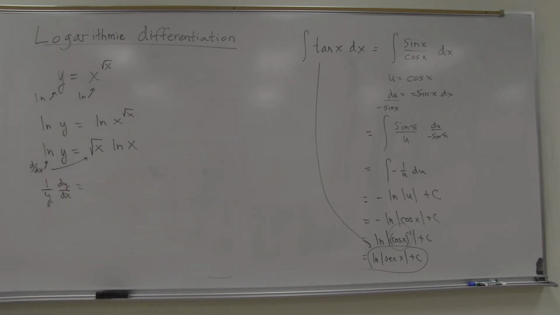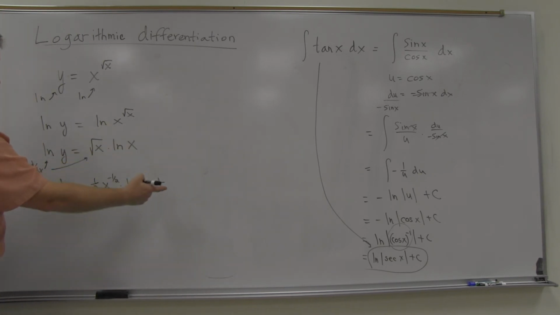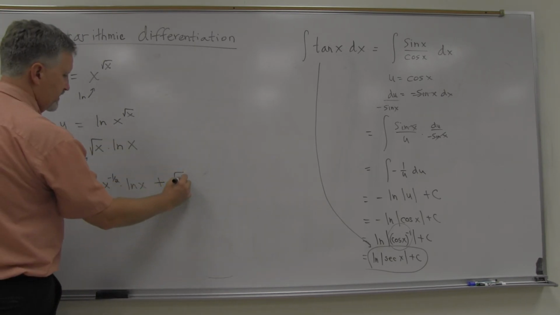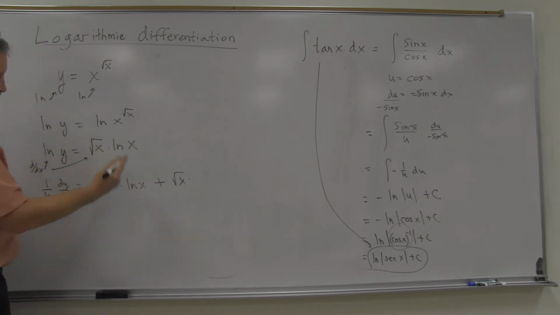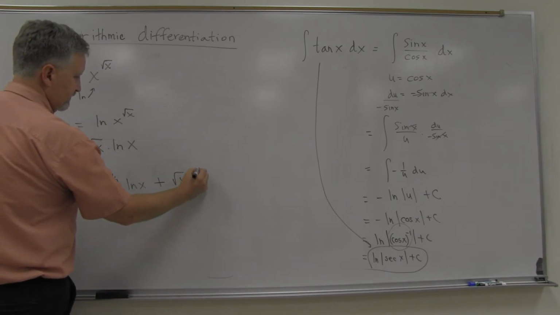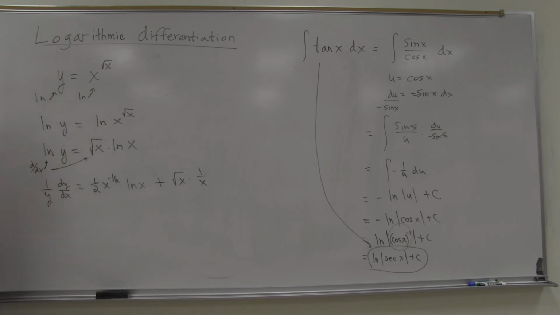The right side, you've got to use the product rule. That's x to the 1/2, so it'd be 1/2 x to the minus a half for its derivative, but I have to do the ln of x derivative separately, right? And then over here, the second would be the square root of x times the derivative of ln of x. Well, that's just 1 over x.